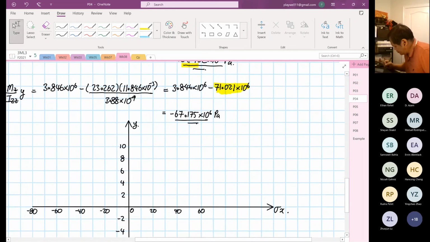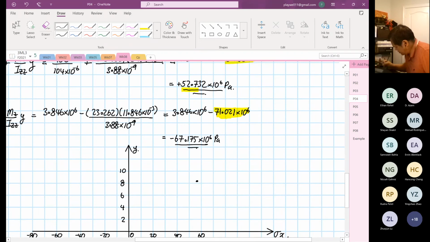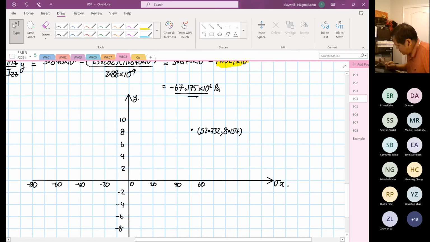At 8.154 we get 52.732. I'm just going to eyeball this, it's somewhere around here. Not 57, it's 52. Eugene, come on. So 52.732 at 8.154.